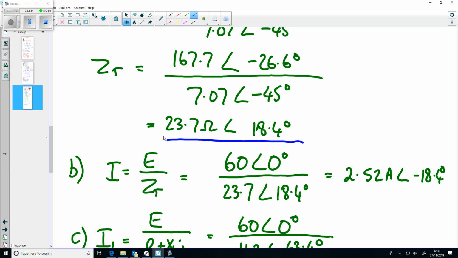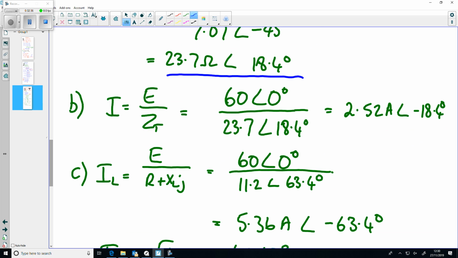Alright? We then take that total impedance and divide it into the voltage applied using Ohm's law in polar form to calculate a current of 2.52 amps, angle minus 18.4 degrees. Yeah? And is that circuit overall inductive or overall capacitive in nature?